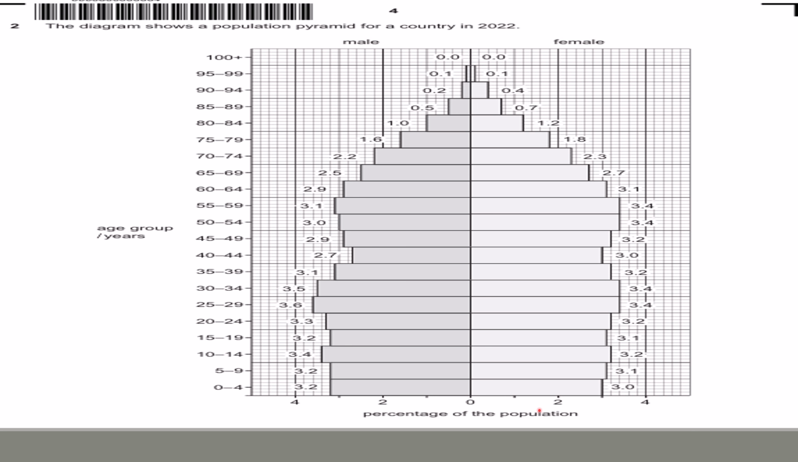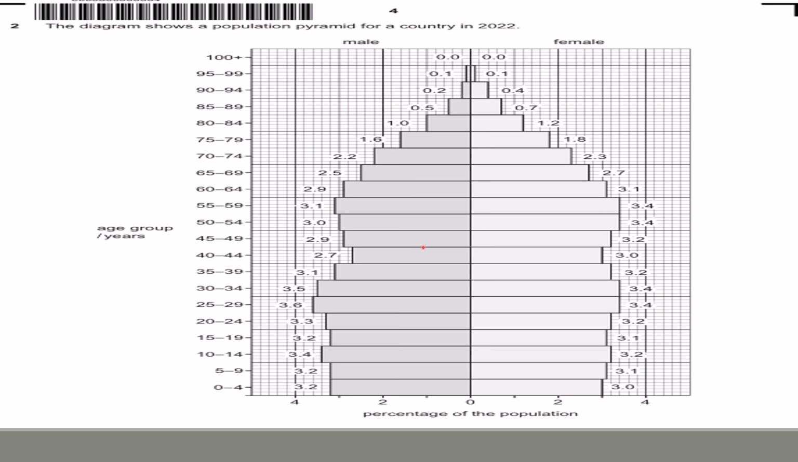Step 2, observe the base of the pyramid. The lower age groups, 0 to 14, have relatively wide bars, around 3% to 3.4% for both males and females. This shows a high birth rate and a large young population. Step 3, look at the middle age group.